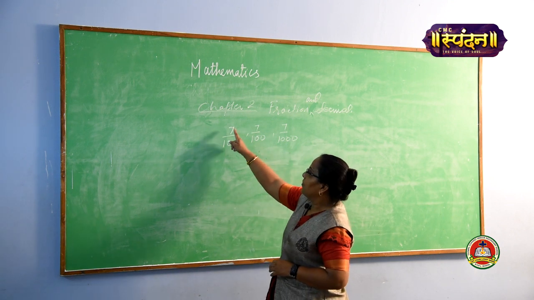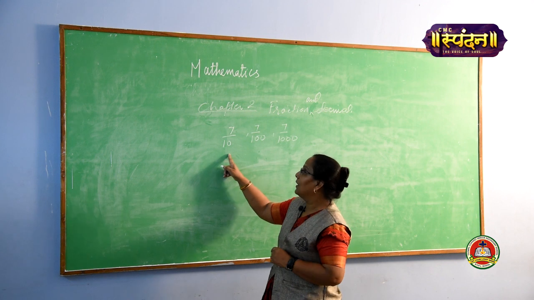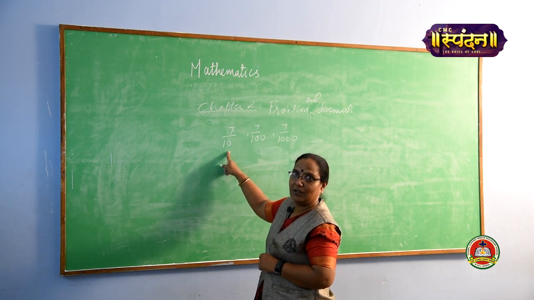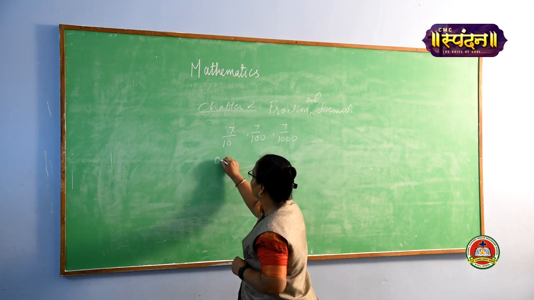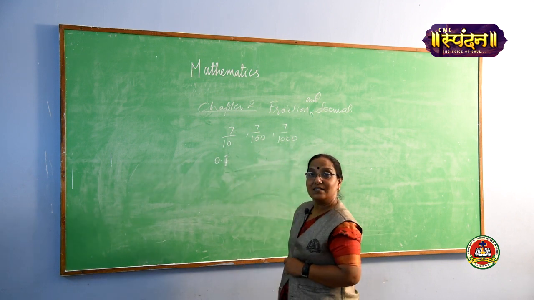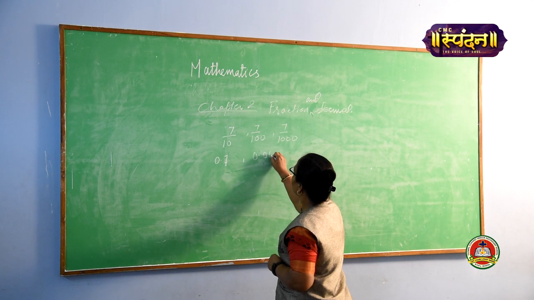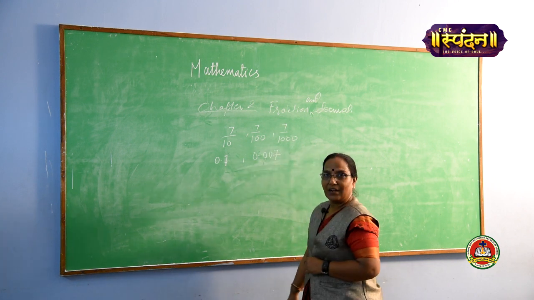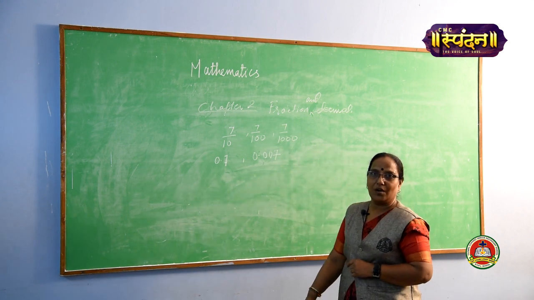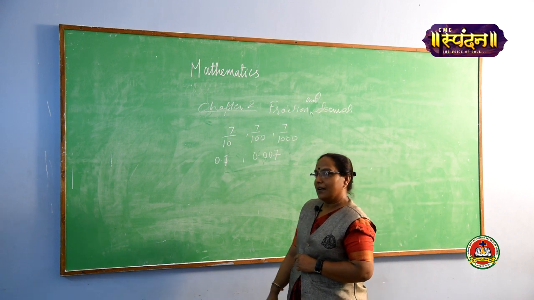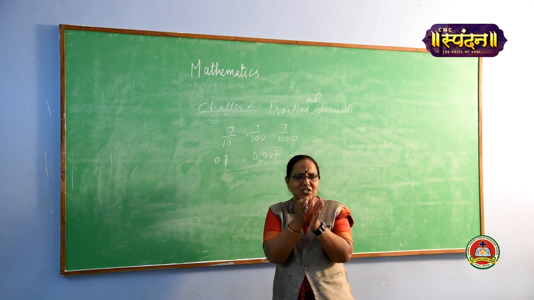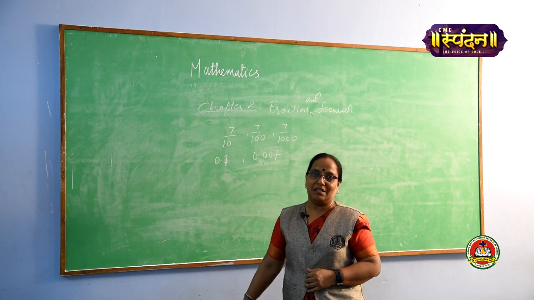For example, suppose 7 by 10. You already learned that this is the tenths place, so we have to write this as 0.7. Similarly, 7 by 1000 is written as 0.007, and similarly so on. Clear? First of all, we should learn how to read this number.